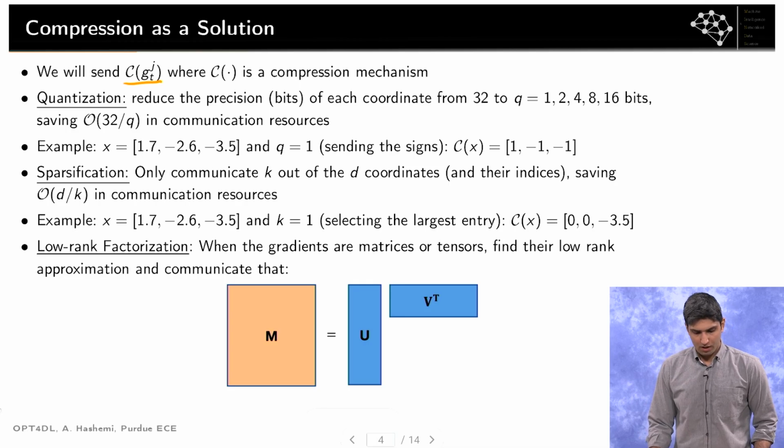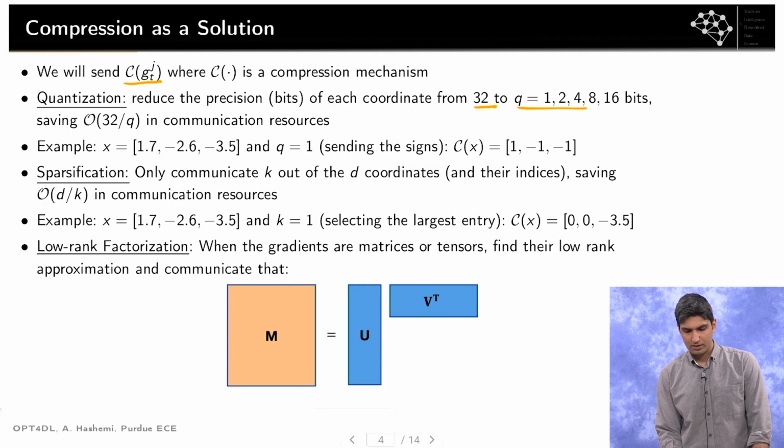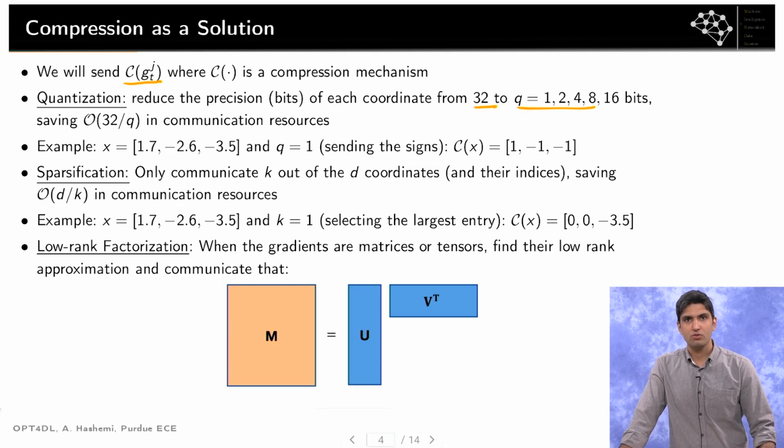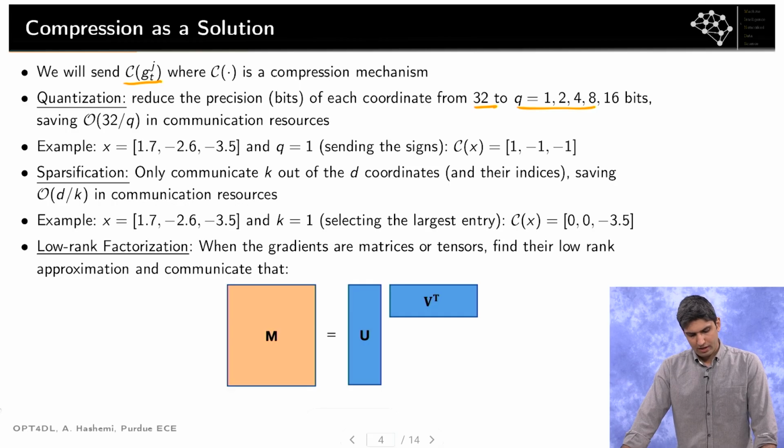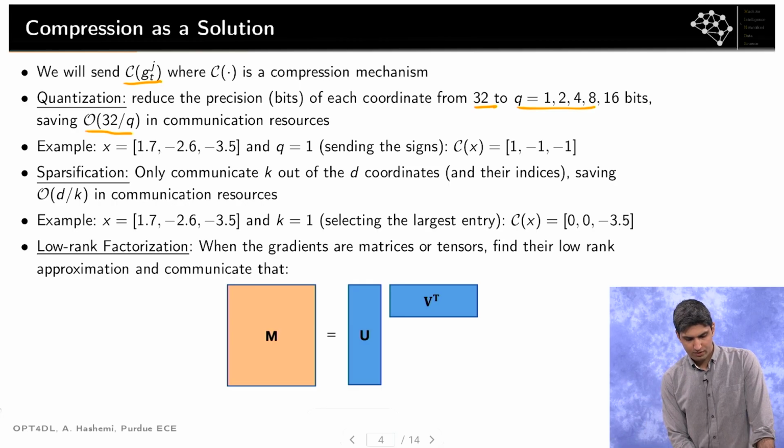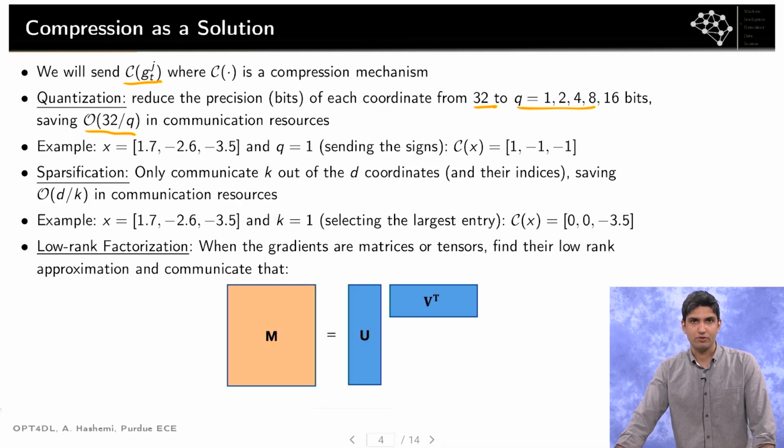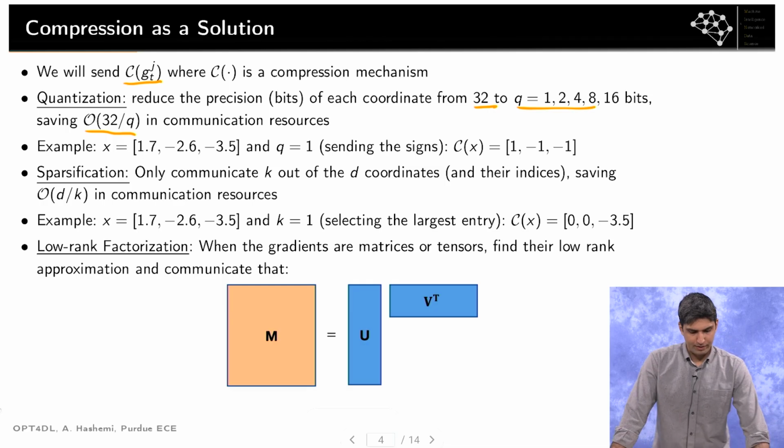Okay? So essentially, the idea is that instead of using 32 bits to represent each coordinate, we're going to utilize fewer bits. Okay? So in particular, let's say we reduce 32 to Q bits, where Q could be 1, 2, 3, 4, whatever. And typically, I would say it's a power of 2. Okay. So therefore, it is easy to see that if we use quantization and communicate Q bits as opposed to 32 bits, we're going to save on the order of 32 divided by Q in our communication resources. Okay. So let's see an example of this.